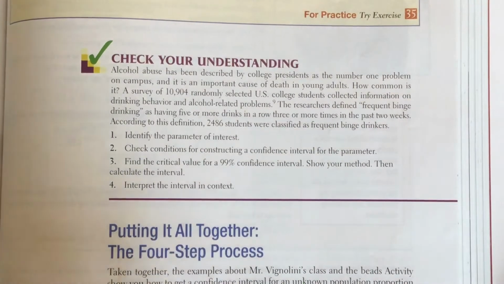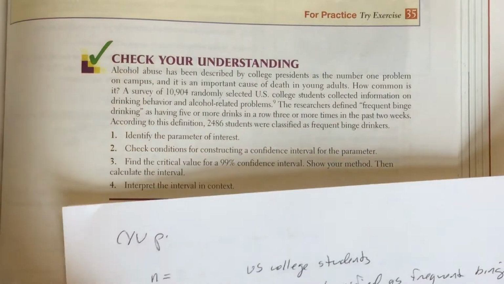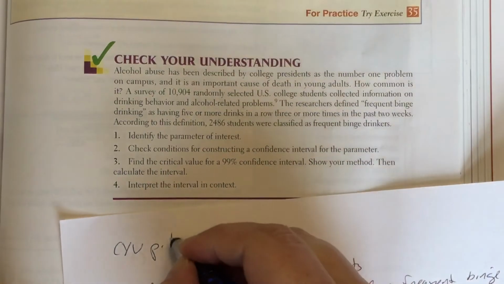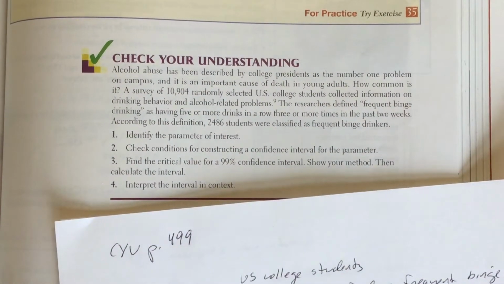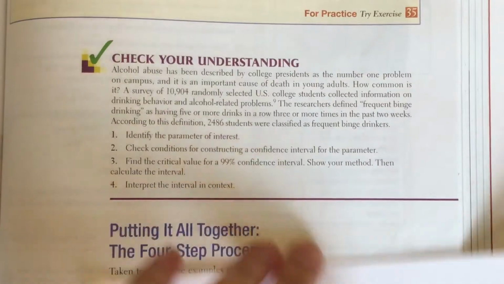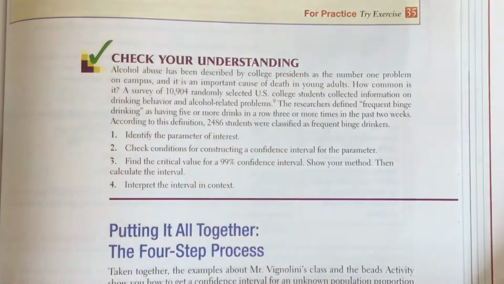Okay, guys, we're going to do the check your understanding on page 499. And this is going to be the same one I do in class as my sample confidence interval for a population proportion, for estimating the population proportion. So let's read over it, and I'll bring my paper up.